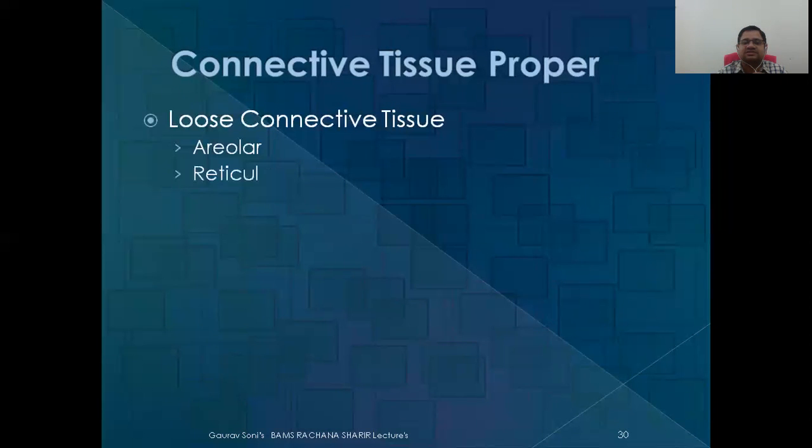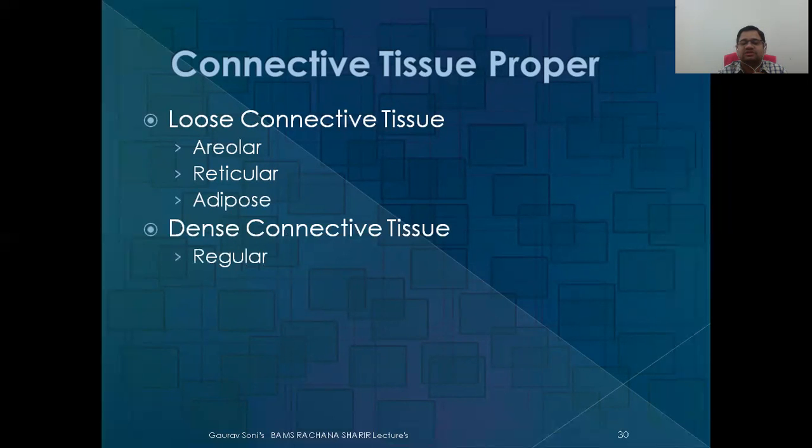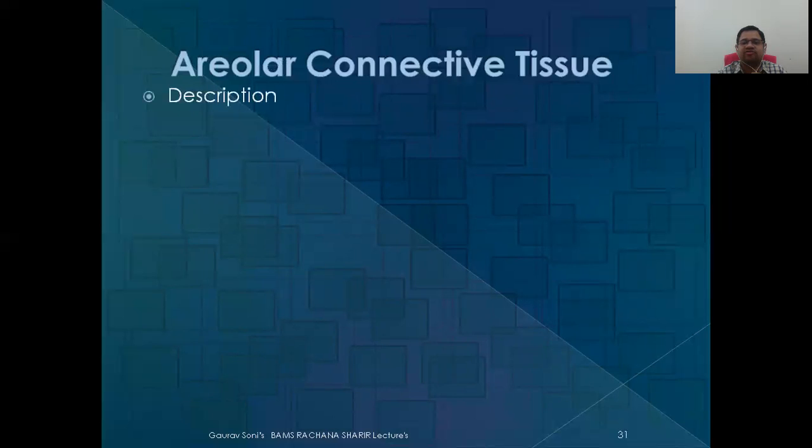Loose connective tissue is areolar type, reticular type, and adipose type. Dense connective tissue is specifically regular, irregular, and elastic. So here this is specifically based on the pattern of the fibrocytes which are going to be arranged inside them, or some specific characters which are going to be present, like in adipose, there will be fat globules.